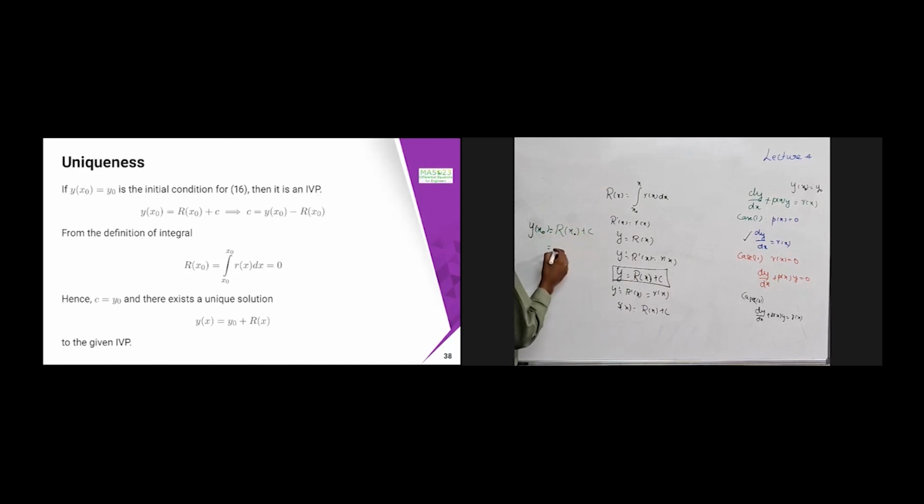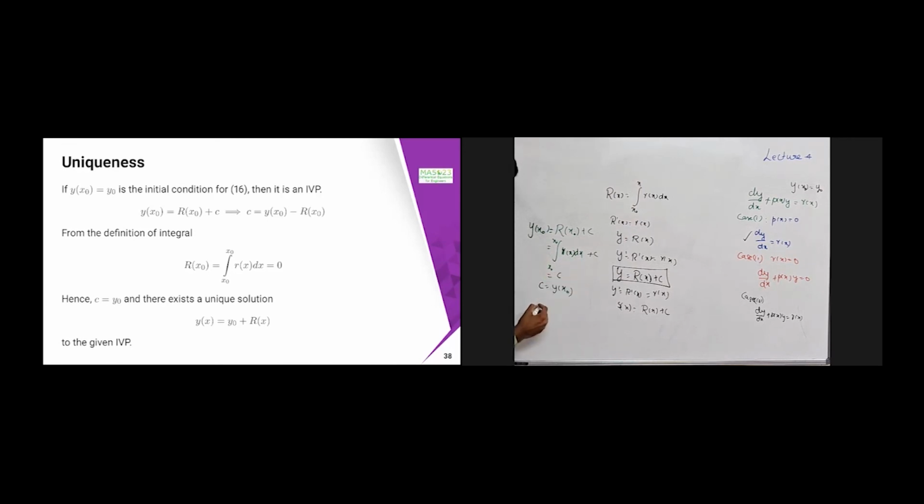But what is R of x naught? R of x is nothing but the integral from x naught to x of r of x dx. Wherever x is there, I have to put x naught, so the limit is x naught to x naught, plus c. But what is x naught to x naught? This is going to be 0 because I don't have any interval. Therefore only c is going to come. Therefore c is going to become y of x naught.